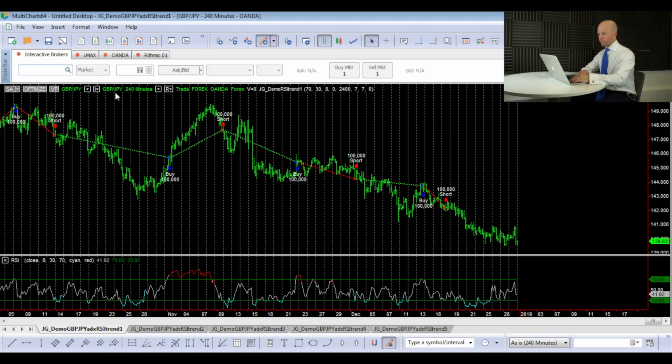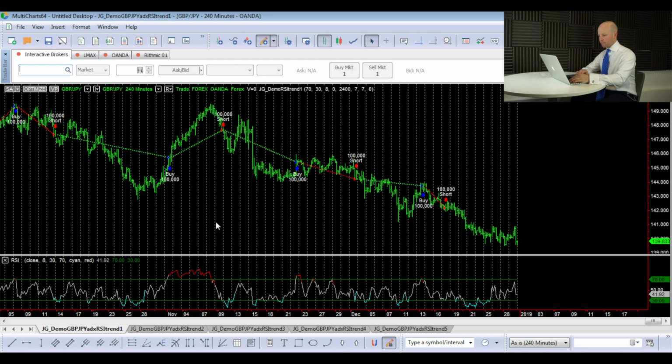Here's the chart of pound yen on the 240 minute or 4-hour chart. You can see the trades on the chart and they correspond to the signals from the RSI. This is an 8-period RSI, and the 30 and the 70 are these horizontal lines drawn at the 30 and 70 levels. On MultiCharts, which I'm using here, it draws the RSI in red if it goes above 70 and in cyan if it goes below 30. So we can quite clearly see our long trade in red corresponds on the upper chart to a buy, and we've got a short when it goes cyan down here, and it corresponds to the short.